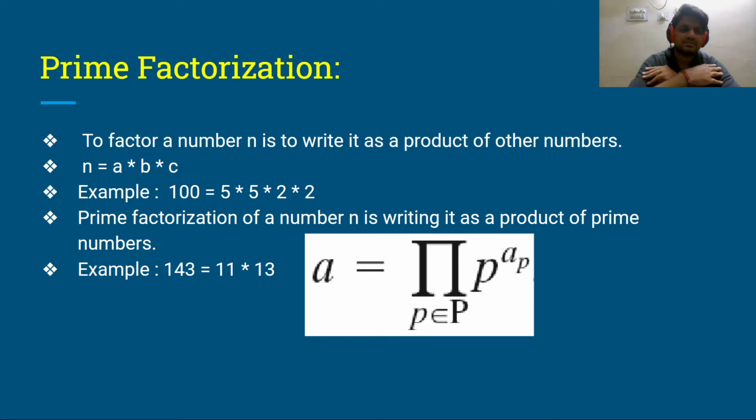Next, prime factorization. To factor a number n is to write it as a product of other numbers, n equal to a into b into c. For example, 100 can be written as 5 into 5 into 2 into 2. Prime factorization of a number n is writing it as a product of prime numbers. Example, 143 can be written as 11 into 13. And this is the formula used for prime factorization.